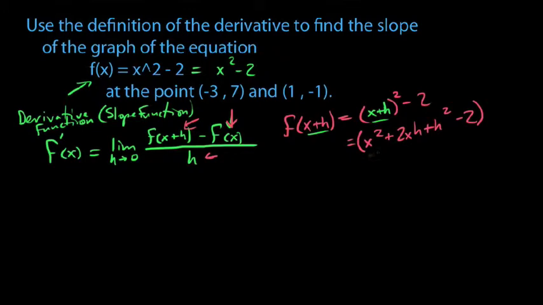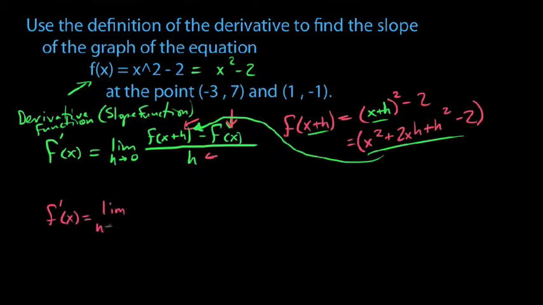Now this is what we're actually going to have to plug in right over here if we want to find the slope of this graph at any given point, or find the derivative. So we're going to go ahead and find the derivative of this. We say f prime of x. Let's go ahead and begin this. We say limit, the limit as h approaches 0 of, now on top we had f of x plus h minus f of x, all over h.